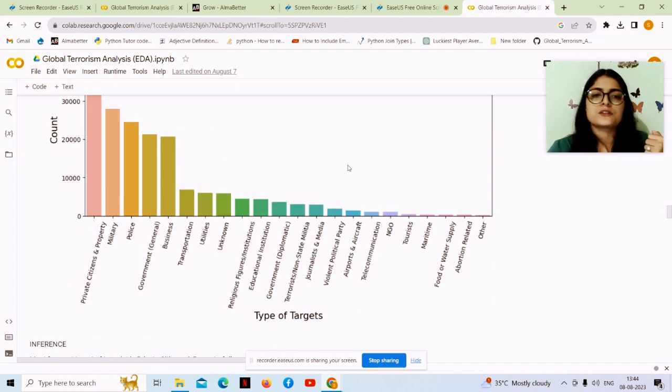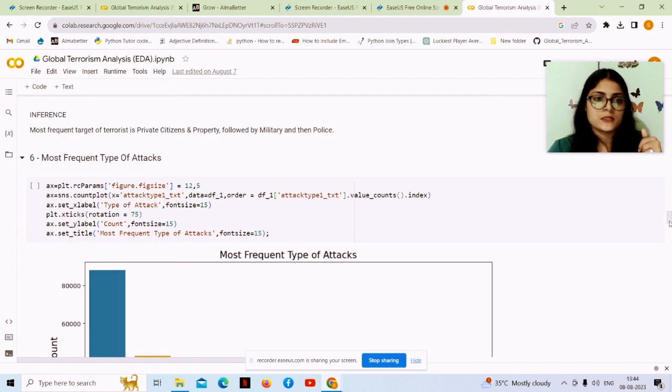So, the prime targets of terrorists are private citizens and property, followed by the military, and then police. Next, the most frequent type of attacks.